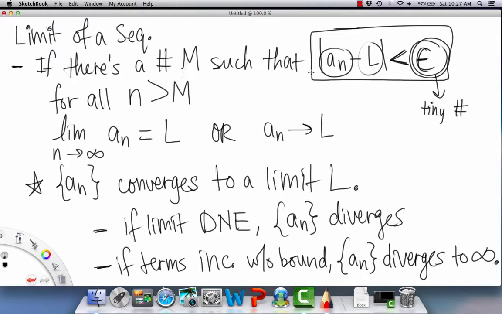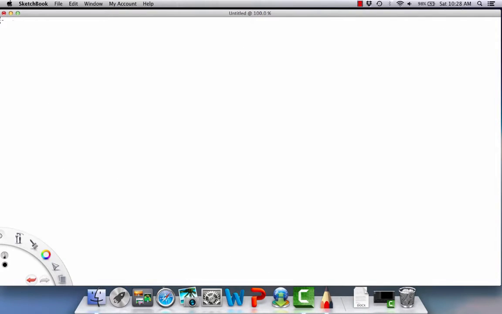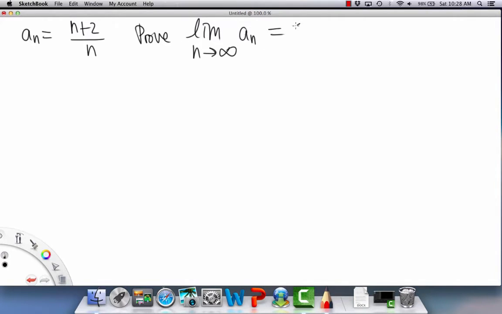Alright, so let's see, what do we have here? Let's do a quick example of what you could see about the limit of a sequence. Let's say we're given the following sequence: a_n equals (n plus 2) over n. And then we have to prove that the limit of this sequence, a_n, as n goes to infinity equals 1.